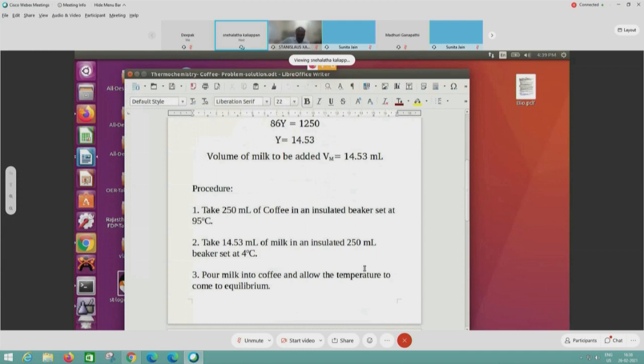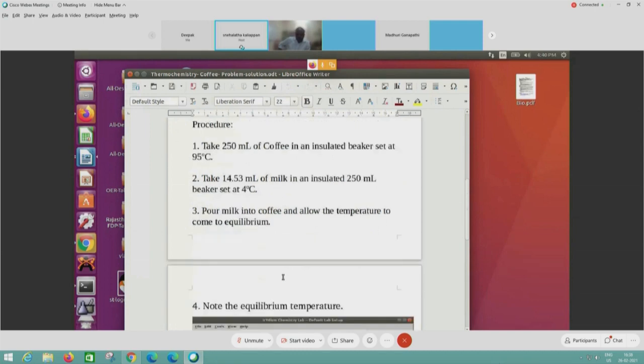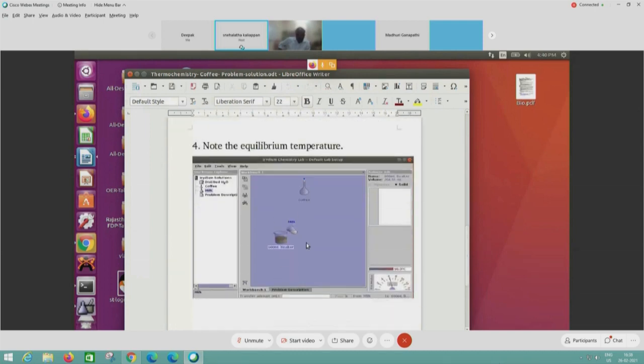So the procedure is here. I took 250 ml of coffee in an insulated beaker set at 95 degrees. Then I added 14.53 ml of milk, which is at 4 degrees, and then you allow the temperature to come to equilibrium and note the equilibrium temperature. So it will be 90 degrees. You can perform this experiment with different temperatures of coffee and milk, whatever you like, and then you can give it to your students as a small assignment.